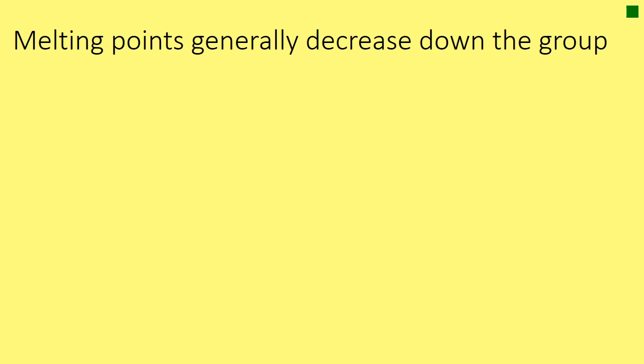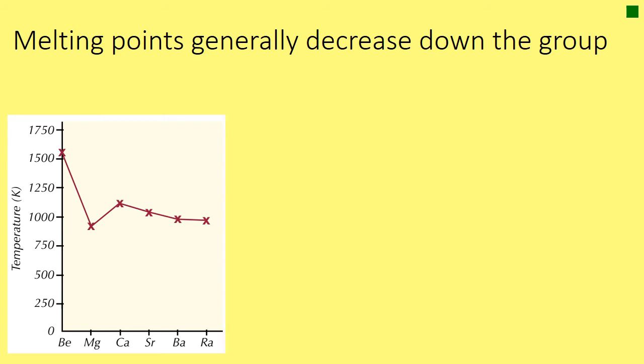Okay, the last trend we're going to have a look at is that of melting points, and they generally decrease down the group. Note that word generally. You'll see why when I show you the chart. So we're going to say that the melting points generally decrease down the group, with this exception of magnesium, and we'll say something about that exception as well. So firstly, let's consider why they decrease generally.